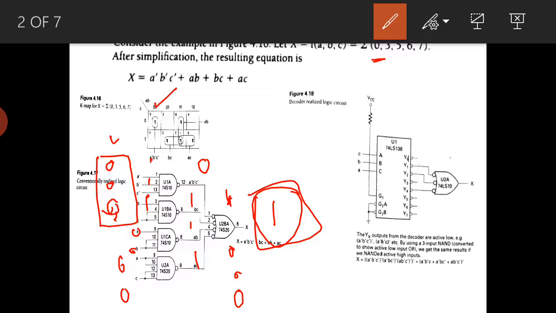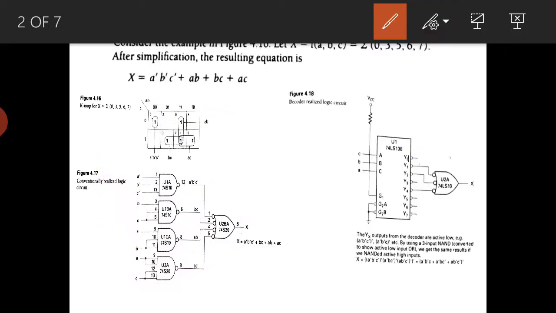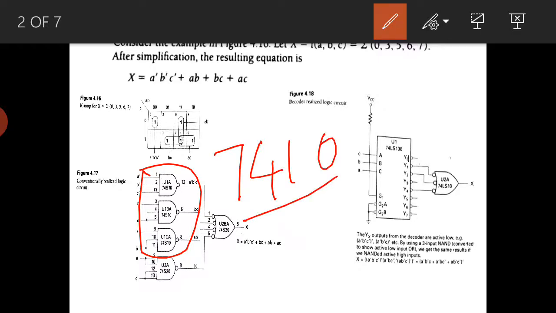Okay, this we call as outputs are active high. Now the same thing. Here, whatever the numbers we are seeing on the circuit, that is the IC name. That is 74LS10, a 3 input NAND gate. In one IC we have 3 gates; in the 7410 IC we have 3 NAND gates, each with 3 inputs.